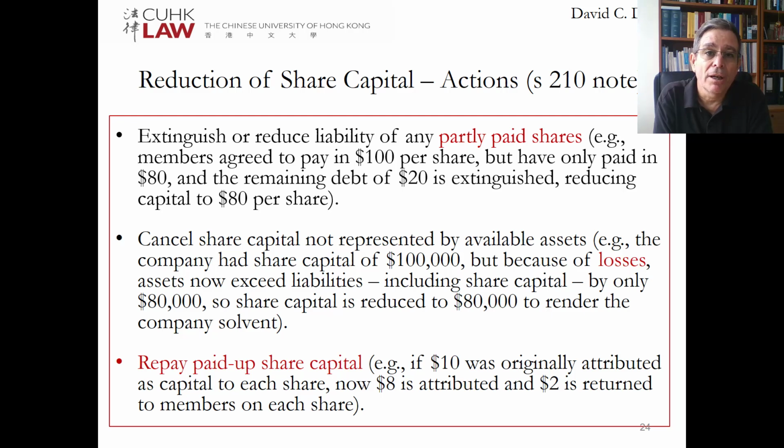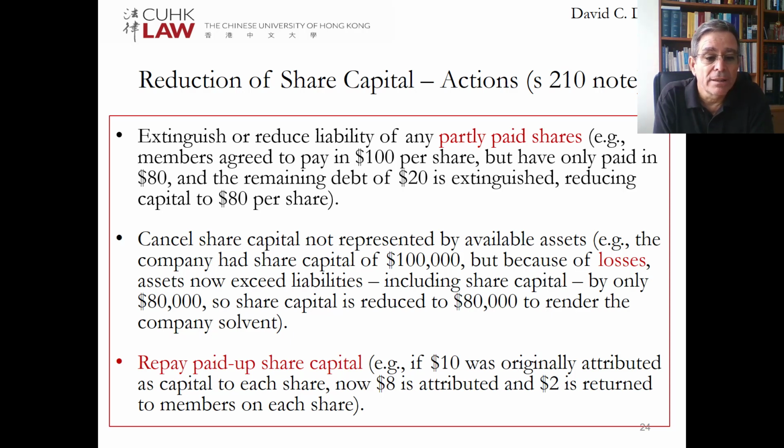It would look a bit like decapitalizing share capital. We talked about capitalization, and this would be taking funds out of the box that's called share capital, placing them back into the assets of the company in order to counterbalance the liabilities.